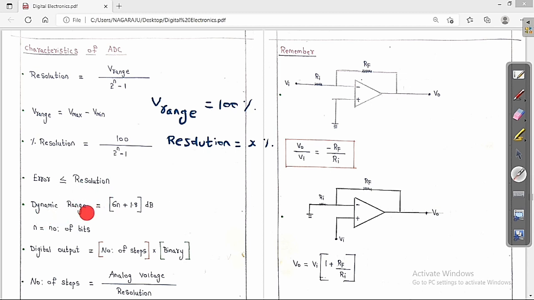And dynamic range is equal to 6n plus 1.8 in dB, a very important formula, where n is the number of bits. And digital output is the product of the number of steps into binary.